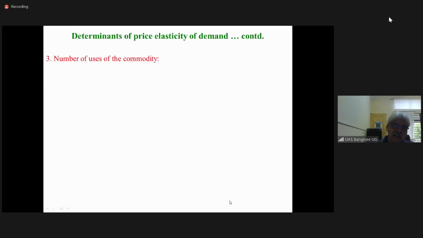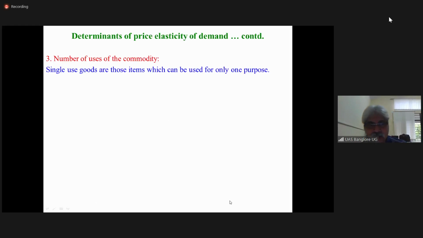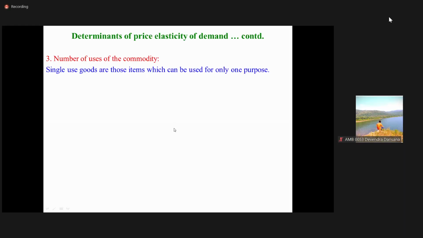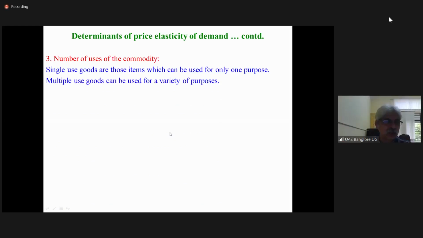Then the third one is number of uses of the commodity. For how many uses you can use the same commodity. Single-use goods and multiple-use goods. Single-use goods are those items which can be used for only one purpose, and multiple-use goods can be used for a variety of purposes.